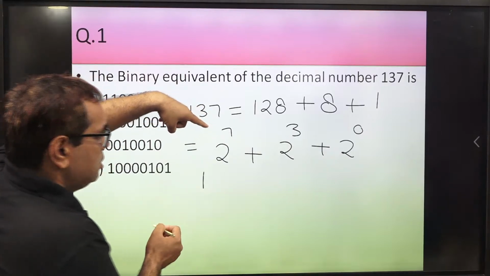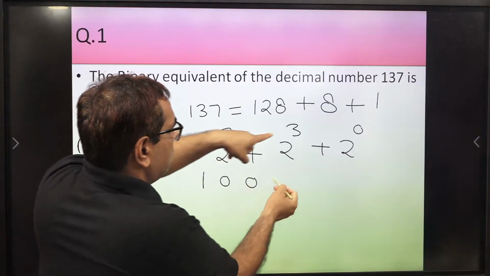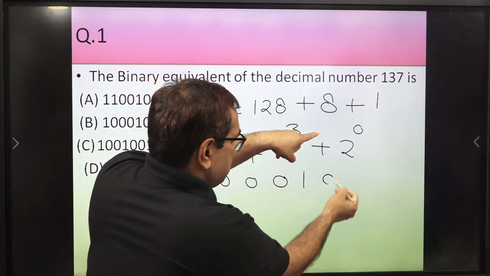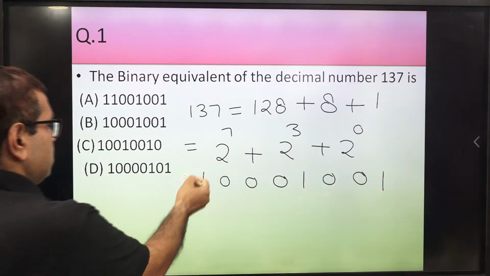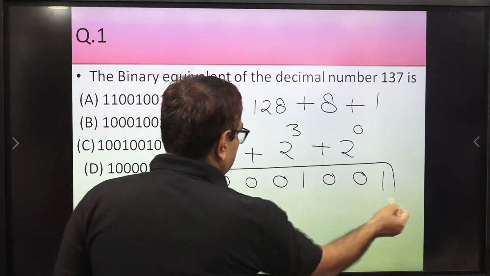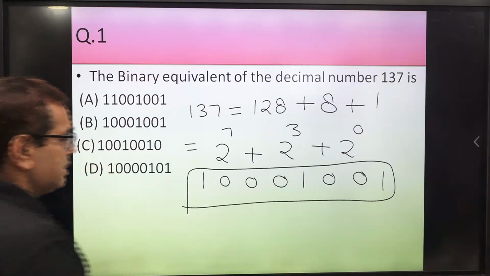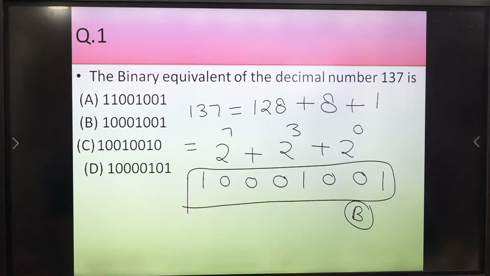So 1. 6 is not present, so 0. 5 is not present, 0. 4 is not present, 0. 3 is present, so 1. 2 is not present. 1 is not present. 0 is present. So this will be the required binary number. Okay. So B answer you are getting here. That is the correct answer to convert the decimal number into its binary equivalent.